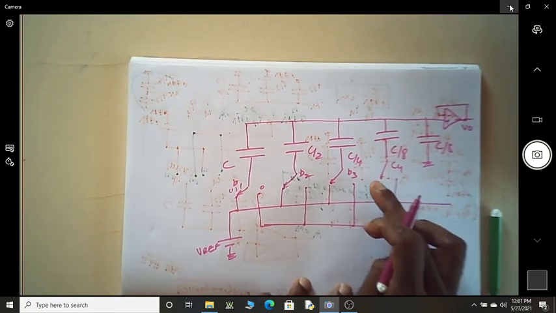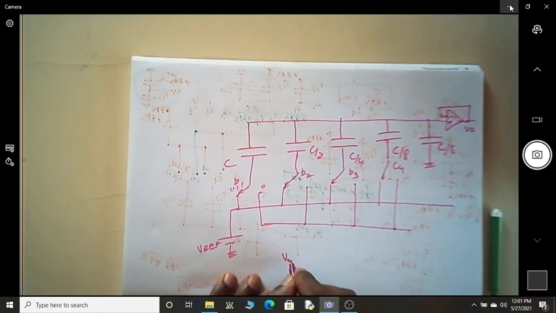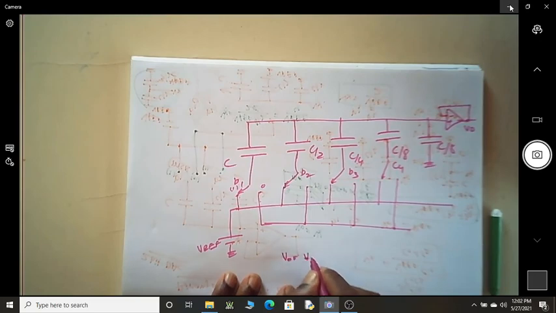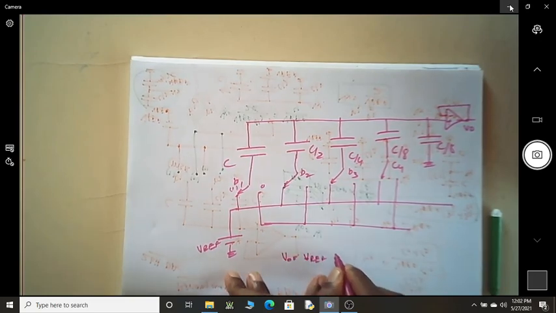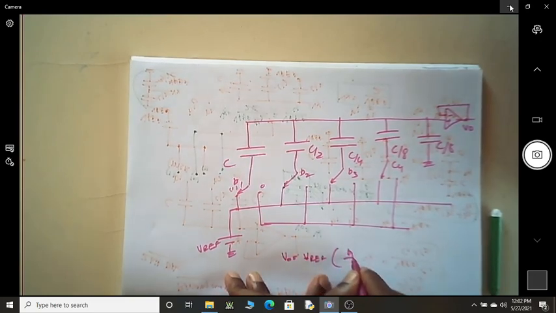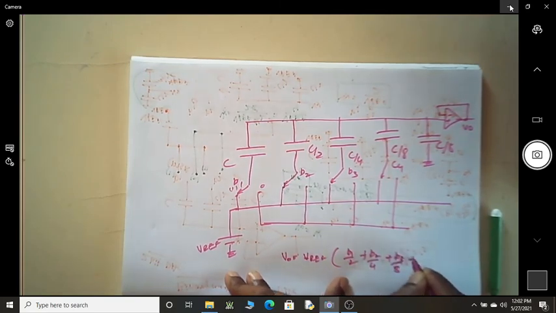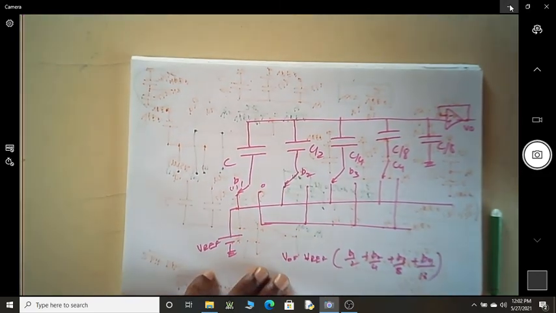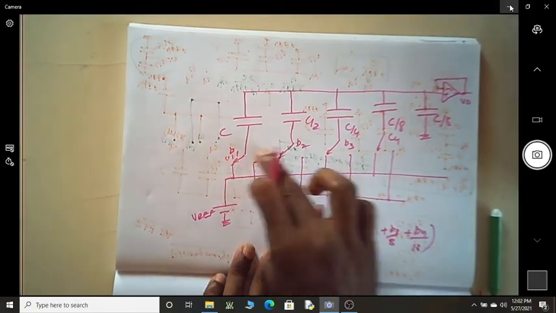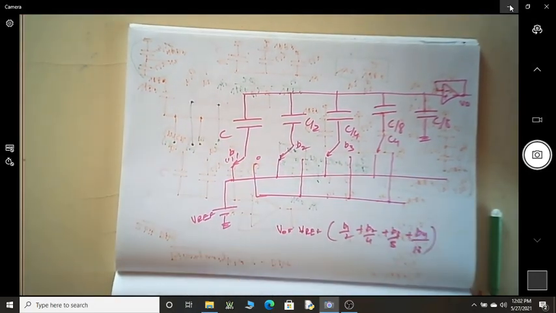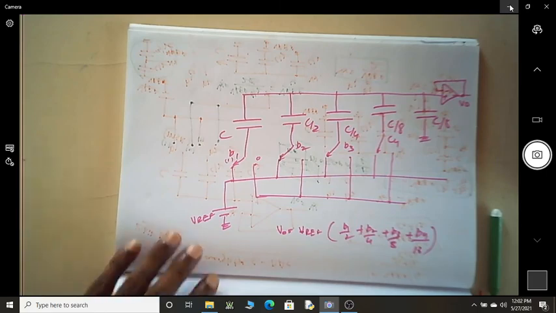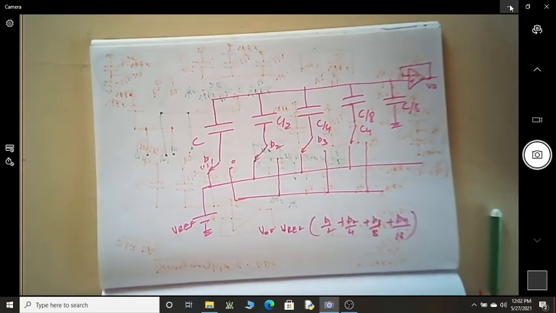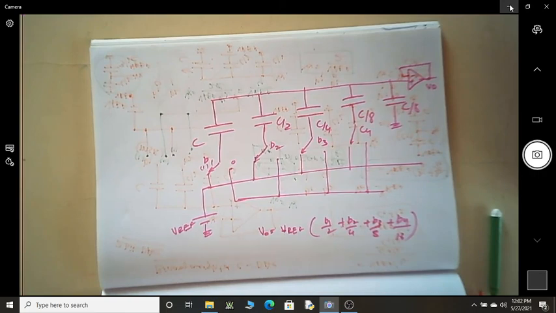So the expression for the output voltage is V reference multiplied by V1 by 2 plus V2 by 4 plus V3 by 8 plus V4 by 16. This is the expression for the output voltage of a 4-bit CDAC. When I say CDAC, the capacitance values are varying as per the binary weightage. We will see a few more types of DAC circuits in the coming video.